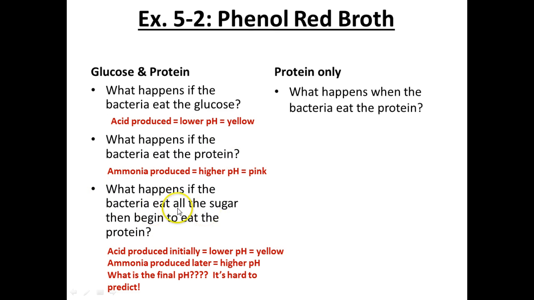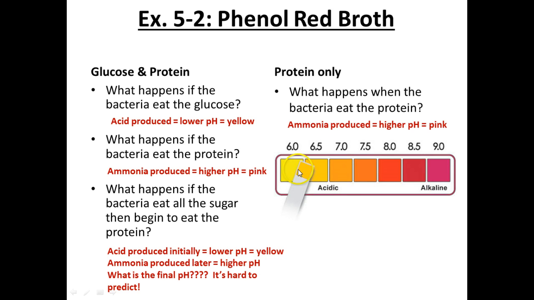So this is what I talked about right now, right? What if the bacteria eats the sugar and then begins to eat the protein? So you're going to get that acid production, it's going to turn yellow, right? But as the ammonia is produced, your pH goes back up. And when you look at the pH scale, if we start out yellow, eventually we're going to go back to orange, which is where his is at, right? And then if we put his in the incubator and let it keep going, eventually it's going to turn pink, right?